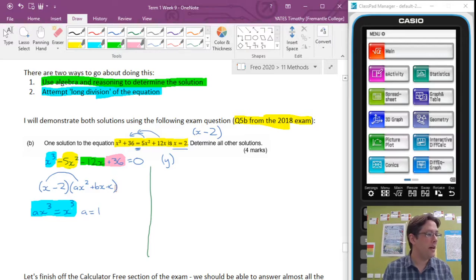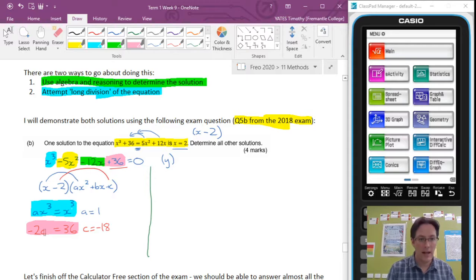The next easiest part is actually the c part, because the only way we can get this constant over here is by doing negative 2 times c, because everything else is going to have an x in it. So we got negative 2c equals 36. So what's c going to be? Divide by negative 2. c is negative 18. So that is taking our constant terms there, and that will end up being c is negative 18. Now we've got to find b.